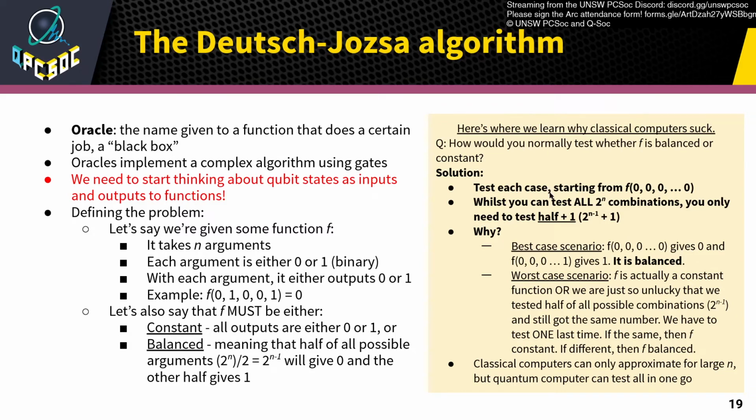At worst case scenario, the most you need to test is only half of all inputs plus 1. So mathematically that means 2 to the power of n minus 1, plus 1. Why? Let me illustrate this.